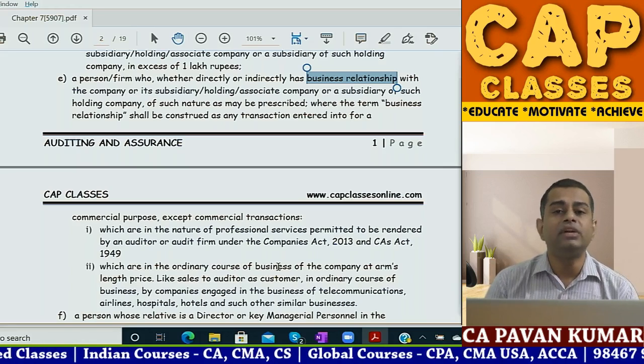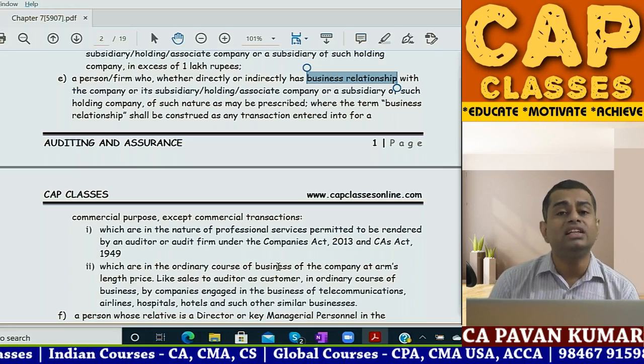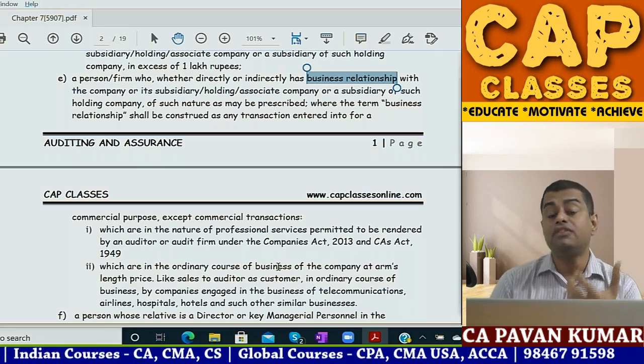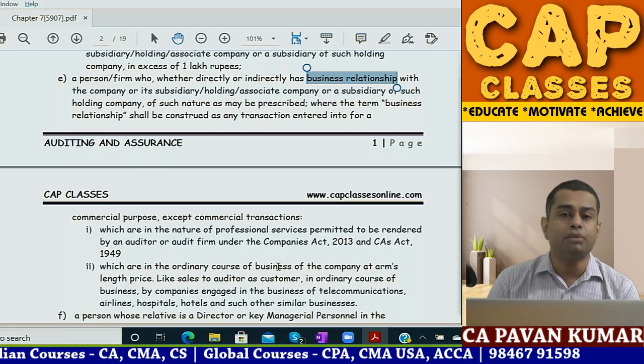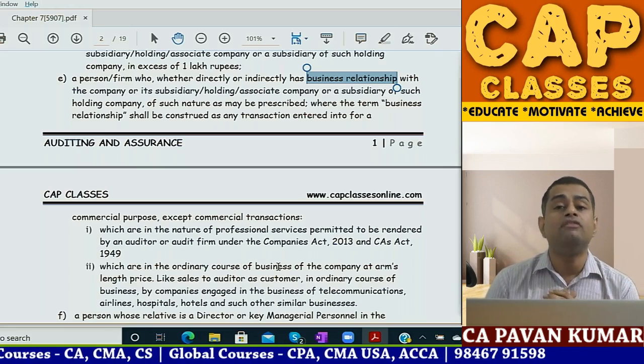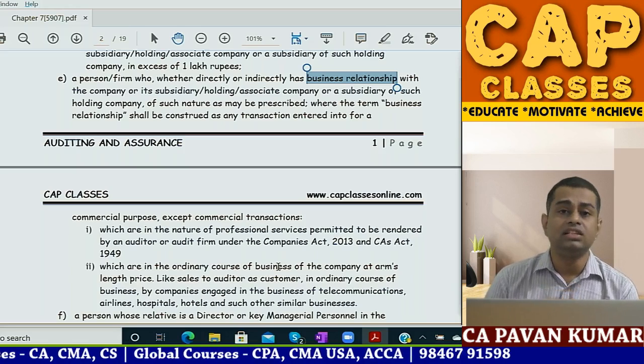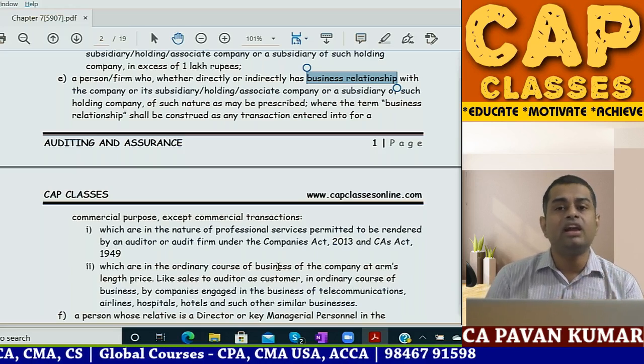Pavan sir, what if X Limited is an airline company? Can you book flight tickets in that airline? Yes. Pavan sir, what if X Limited is something like a telecommunication provider? Can you have internet services? Can you have a mobile phone connection? The answer is yes. Pavan sir, if it is a hospital, can you take medical services there?